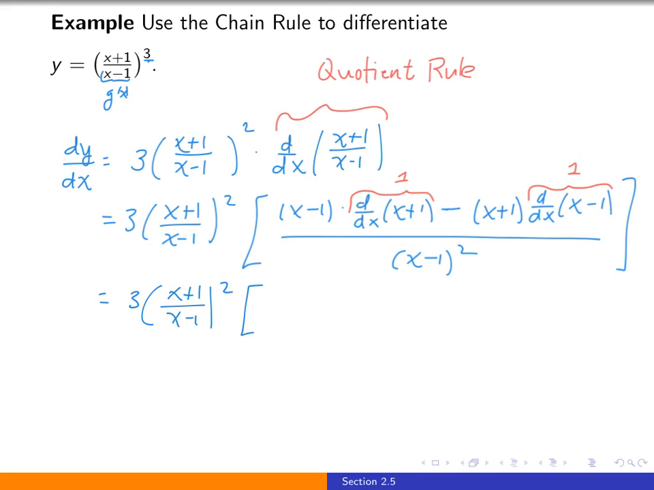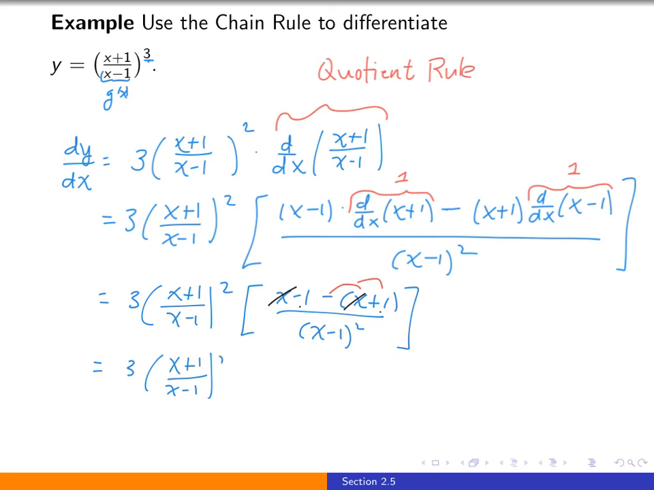And the derivative from the quotient rule simplifies nicely. We have an x minus 1 in the top, and we're subtracting away from this an x plus 1. And the minus sign will distribute through. So we have an x minus x, so those two terms cancel, and a minus 1 minus 1. So what we're left with is 3 times x plus 1 over x minus 1 squared multiplied by minus 2 over x minus 1 squared.